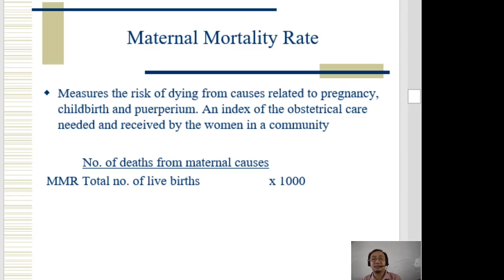The death should be related to pregnancy, childbirth, and puerperium. Other deaths of a pregnant woman not related to pregnancy are not counted under maternal mortality rate. For example, the pregnant woman met a vehicular accident and she died. Okay, so that's not included in the maternal mortality rate. MMR is equal to number of deaths from maternal causes divided by total number of live births times 1000.